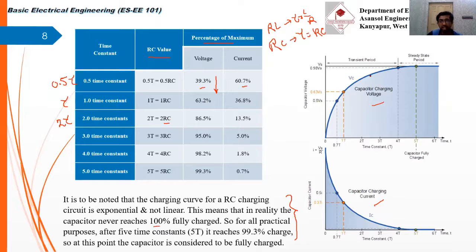Voltage is increasing and current is decreasing. When at 5 tau, see the voltage is almost 99.3%, right? This is your 99.3%, and here the current is 0.7%. Okay.